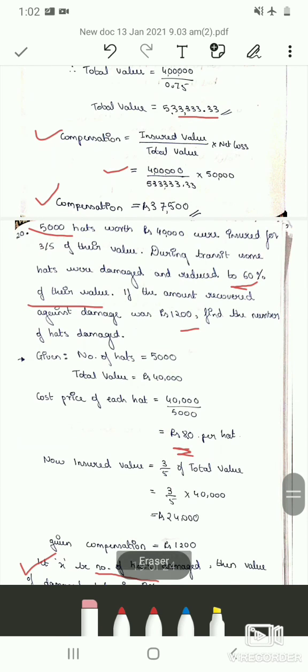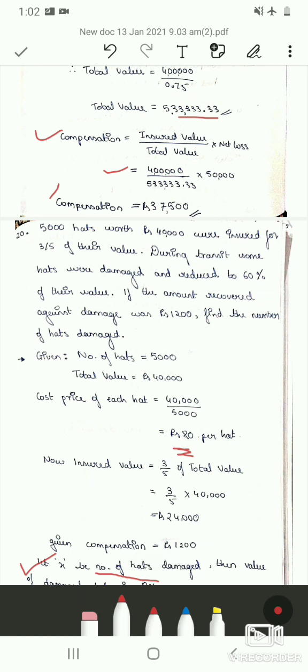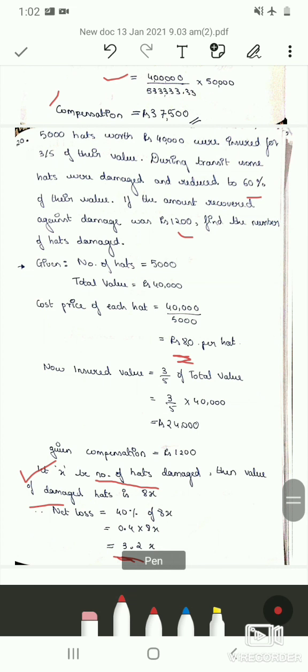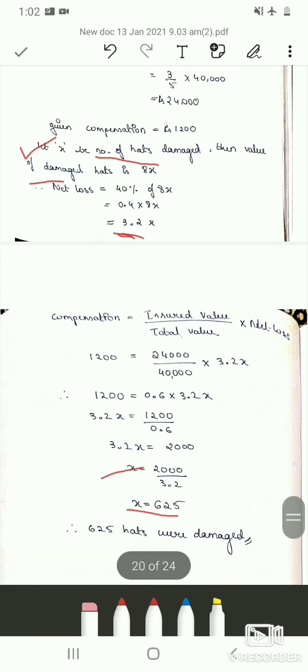So in this question, they had given the number of hats, their total value, and they had given insured value as 3/5 of their total value. They had given the compensation, and they had given the information regarding loss, that is there was 40% of loss. So using this information, we have found the cost price of each hat, the insured value, and then we have found the number of hats.